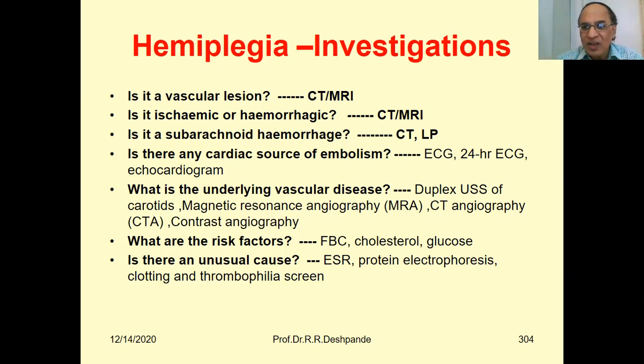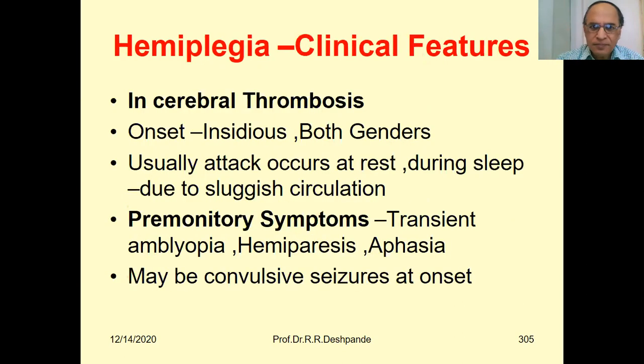So do the ESR, erythrocyte sedimentation rate, to rule out the chronic problems. Protein electrophoresis, clotting and thrombophilia screening. Is there any blood dyscrasias? Any bleeding problems? Bleeding time and clotting time are abnormal. Do it. Clinical features in cerebral thrombosis, which is the commonest cause, 90% cerebral thrombosis.